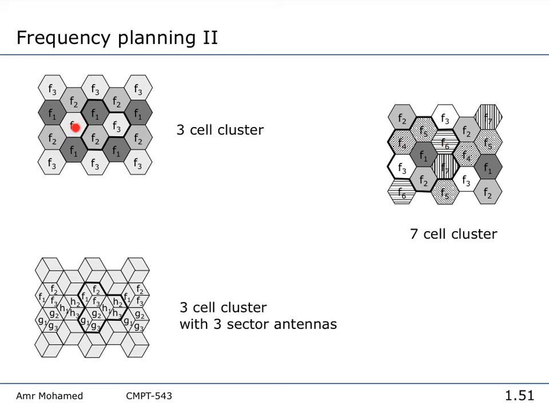As you can see here in this three-cell structure, the distance is a little bit small. So you have F1 here and F1 here. So the distance is a little bit small, and the probability of interference between these two cells increases a little bit. But here, the distance is really, really high, so the probability of interference will be really low.